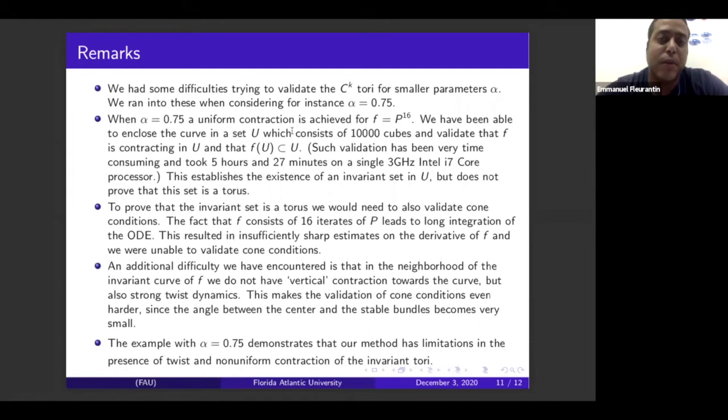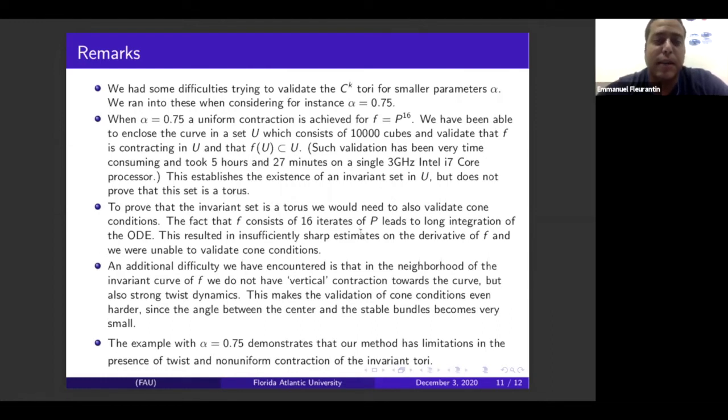And so we had to break those boxes into 10,000 cubes. And then we were able to show that F maps U to itself, but such validations were very, very time consuming, right? But we also need to validate cone conditions. And it's very hard, as far as the computer is concerned, because our map consists of 16 iterates of P, and it was very hard to validate those cone conditions.